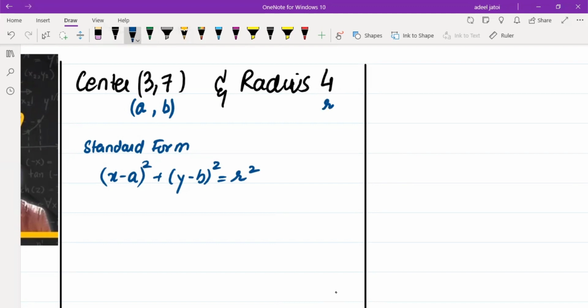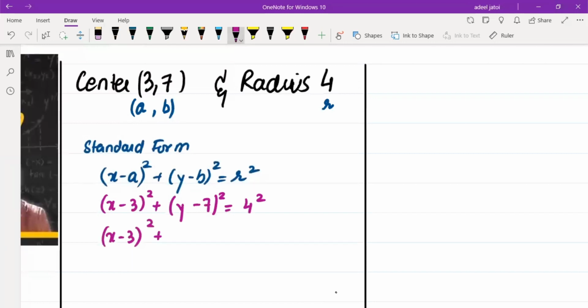So if we just put down the values, this should be x minus 3 whole square plus y minus 7 whole square is equal to 4 square. So your end result for this is x minus 3 whole square plus y minus 7 whole square is equal to 16. So this is your standard form of equation of circle.